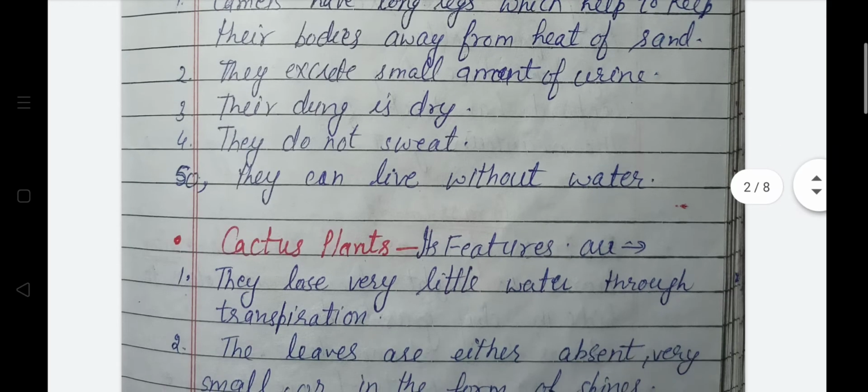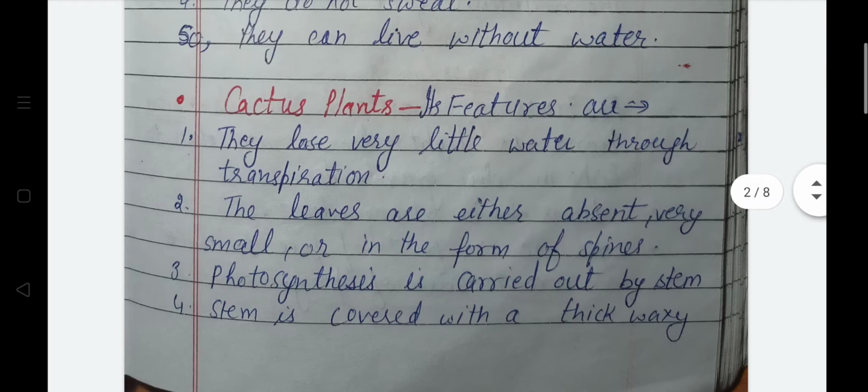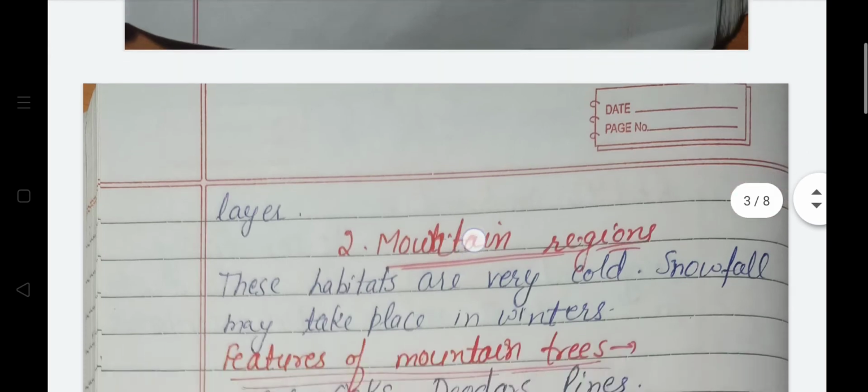Cactus plants. Features of a cactus plant are: first, they lose very little water through transpiration. Second, leaves are either absent, very small, or in the form of spines. Photosynthesis in cactus is carried out by the stem. The stem is covered with a thick waxy layer.